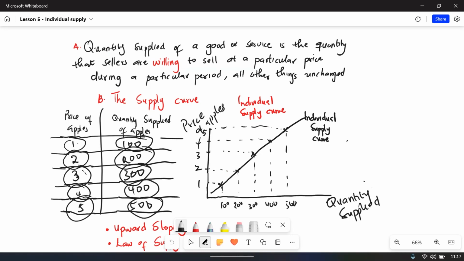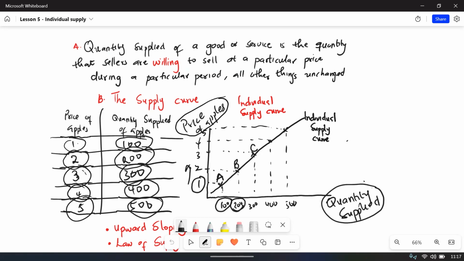Now let's use this information to draw our supply curve. The first thing you need to know when drawing a supply curve or any curve in economics is that the price of the good is on the vertical axis and the quantity supplied is on the horizontal axis. In drawing this curve, point A here on this curve shows that when price is 1, quantity supplied of apple is 100. When price increased to 2, quantity supplied increased to 200, which is shown on point B.